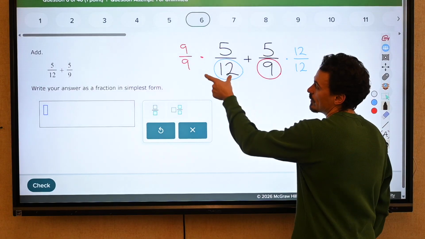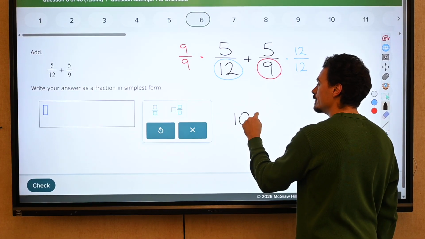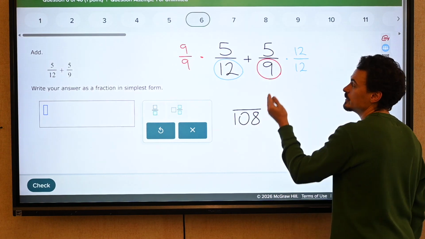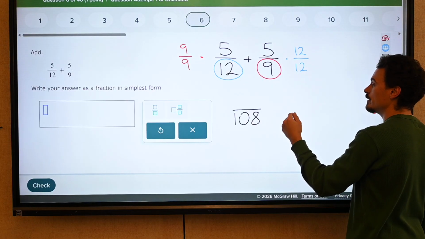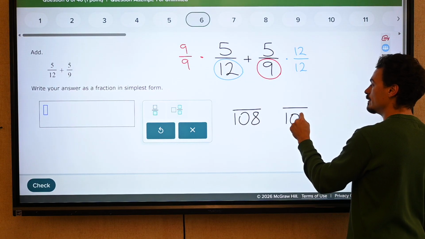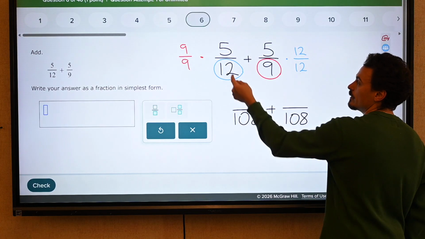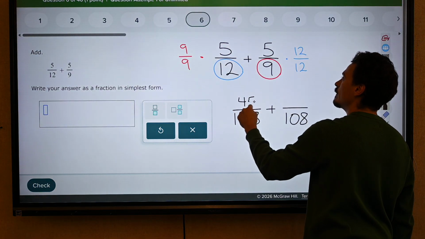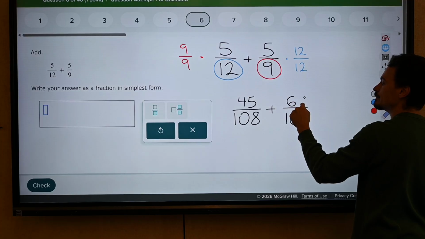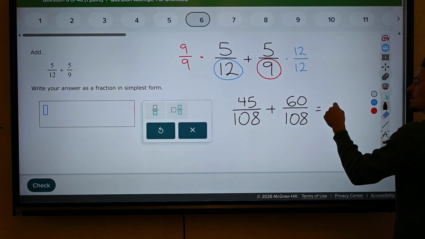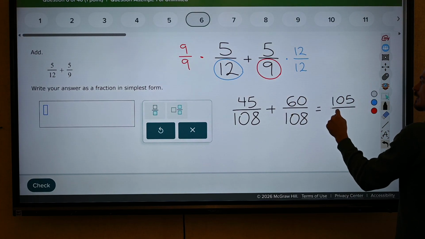I'll show you right now. 9 times 12 would be 108. Because multiplication is commutative, 9 times 12, 108. We're adding. 9 times 5 is 45. 5 times 12 is 60. So this gets us 105 out of 108.